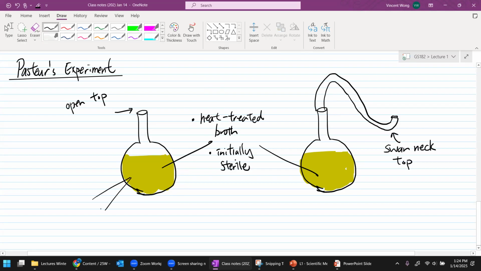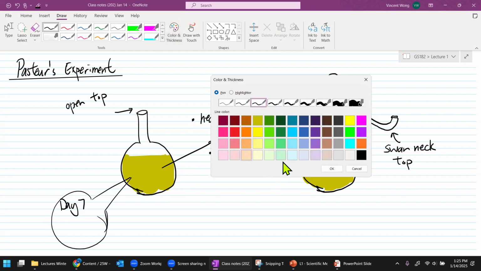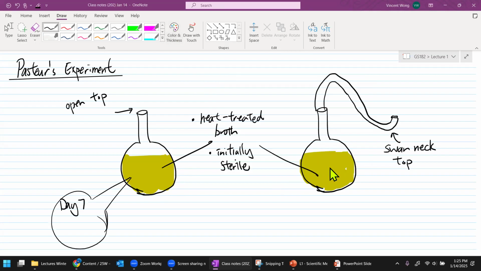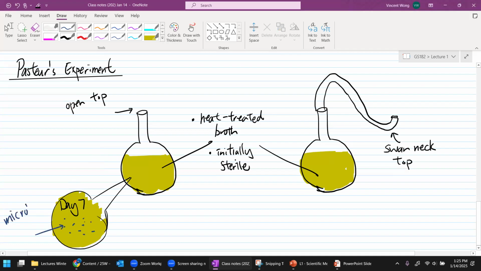All right, so he came back and he looked at it at day 7, for example. And then he examined the broth. Do you think he will find things growing in it for this one over here? Yeah? Thumbs up if you think something's going to be growing. Thumbs down if you think nothing's going to be growing. Okay, excellent. Everybody knows the answer. Okay, so day 7, there are microbes.